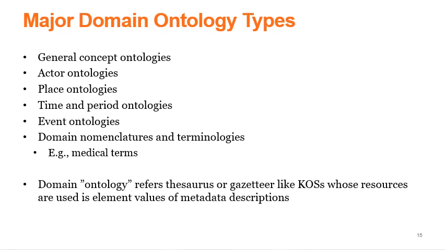In addition, different application fields have their own nomenclatures and terminologies that they use. For example, medical terms or disease classifications in medicine are examples of this kind of nomenclatures.